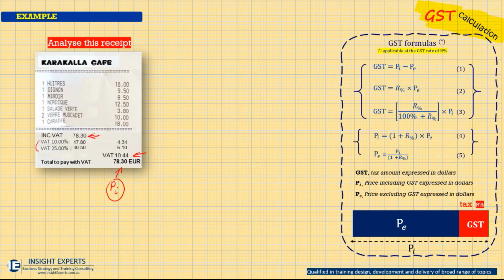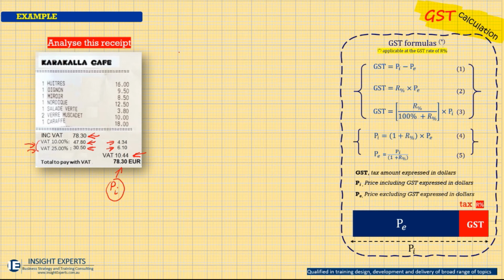That 78.30 has been split into two amounts, 47.80, which is taxable at the rate of 10%, and 30.50 taxable at the rate of 25%. And when the calculation is done, we end up with a VAT amount of 4.34 and 6.10 respectively. So let's go ahead and verify those two numbers using equation number 3.